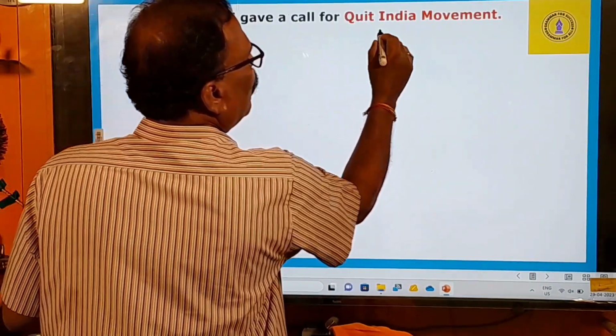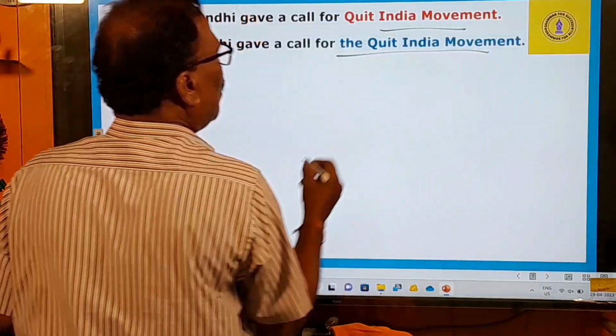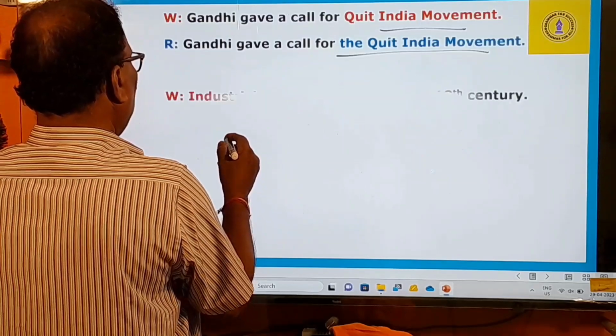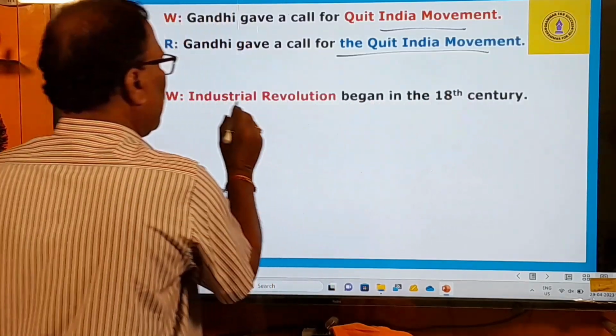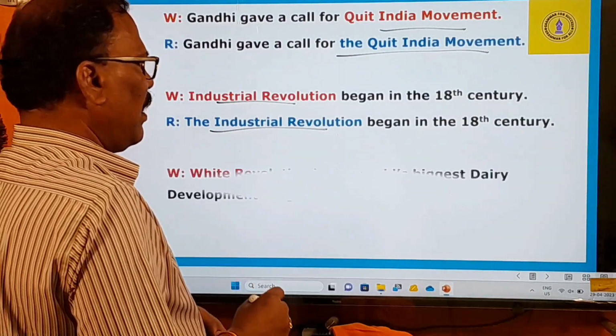Gandhi gave a call for the Quit India movement. Don't simply say Quit India movement, you say the Quit India movement. And here, what is that? The Industrial Revolution began in the 18th century. Don't say industrial revolution, you have to say the Industrial Revolution began in the 18th century.